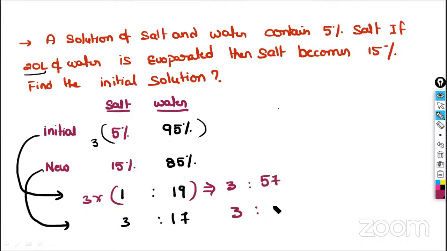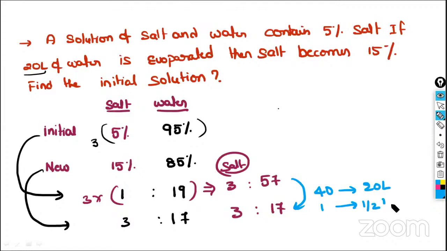So here 3 is to 70. So salt will be same, right? Salt will be same. How much is reduced, ma? 40 parts is reduced. That 40 parts is given 20 liters. Okay. That means one part is how much? Half liter. Then total parts here how much, ma? Initial 60 parts into half. How much? 30 liters.